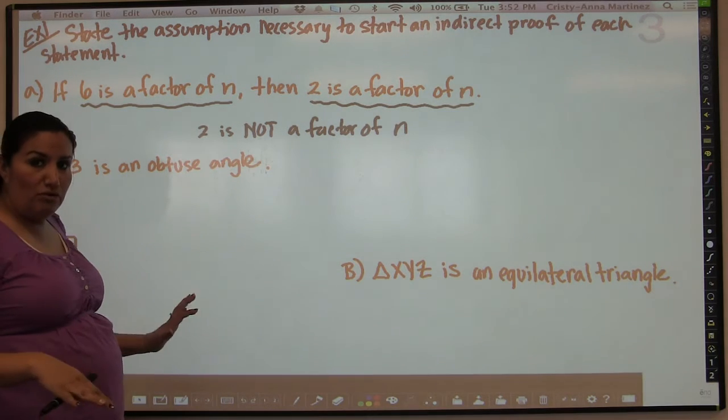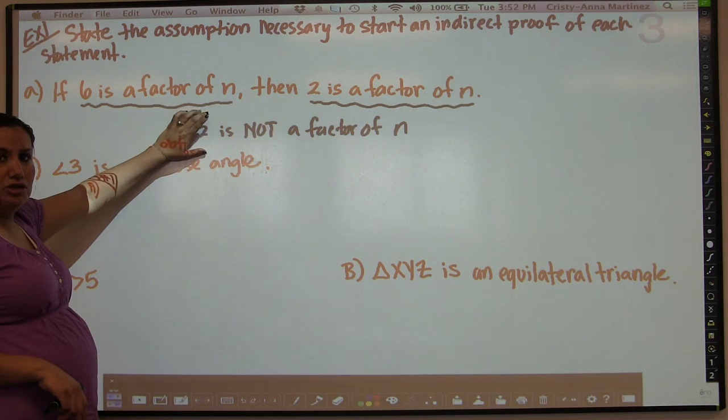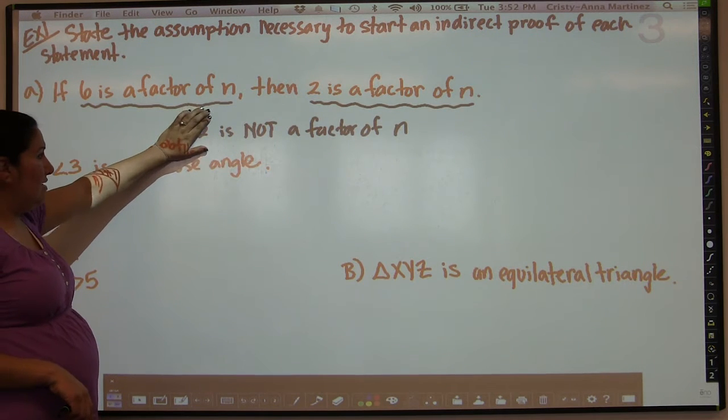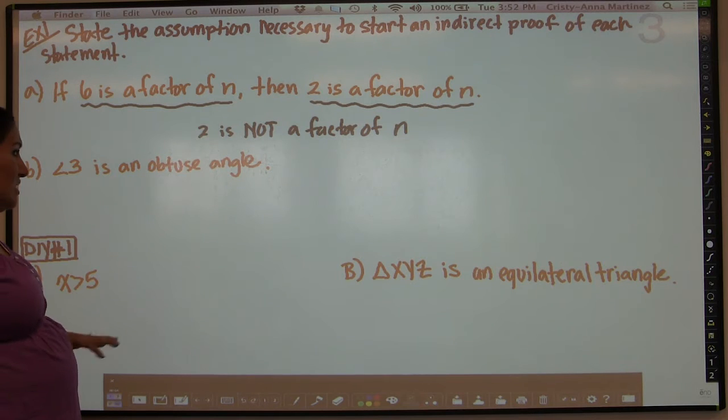Again, we're not going to do the proof right now just yet. Right now we're just learning how to get this assumption down first. So part B says that angle 3 is an obtuse angle. That's my conclusion, that angle 3 is an obtuse angle. So I need to assume that the opposite is true.